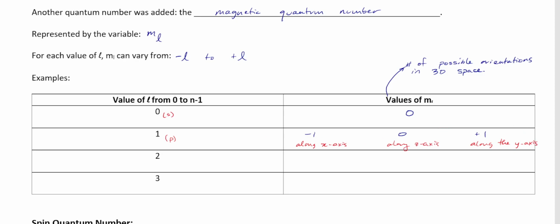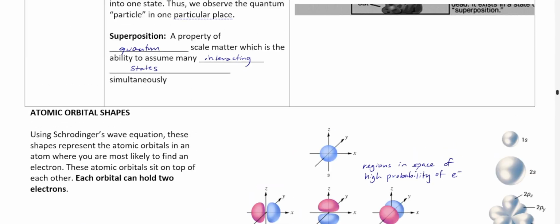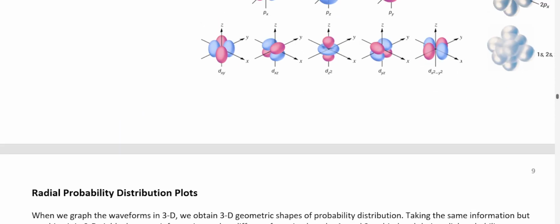All right. 2 is the letter designation for the D subshell. We look at the relationship. It can go from negative L to positive L. So we have negative 2, negative 1, 0, 1, and positive 2. So it looks like there are 5 possible orientations of the D subshell in 3D space. Let's take a look. I look at my D subshell. Yep, indeed there are 5 different ways the D subshell exists.